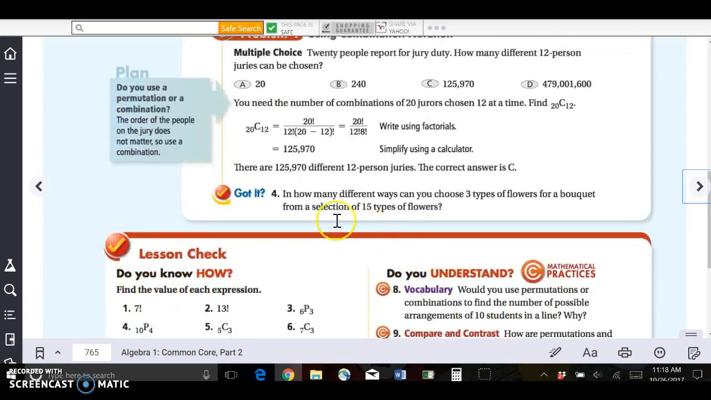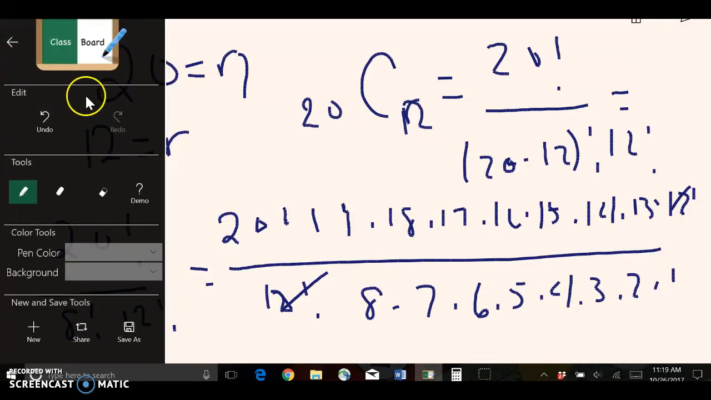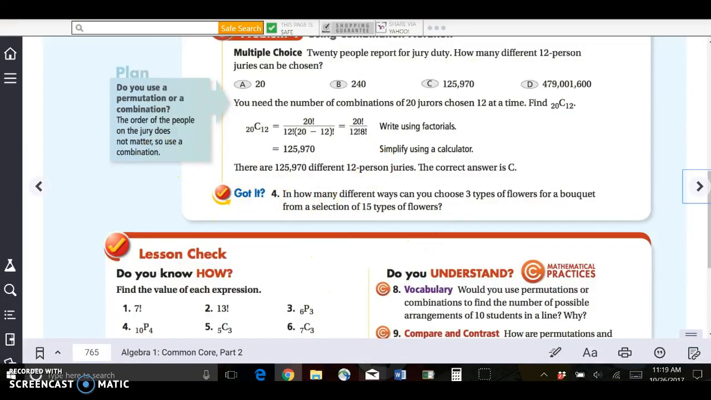All right, let's take a look at the next one. It says, how many different ways can you choose 3 types of flower for a bouquet from a selection of 15 types of flower? Again, it doesn't matter the order. If I have a red and a blue and a green flower, it doesn't matter if I choose the green flower first or the red flower first. The order does not matter. So this would be a combination. And like I said, I apologize, the book does not do a good job of explaining that. So my n, there are 15 objects, and I can choose a group of 3.